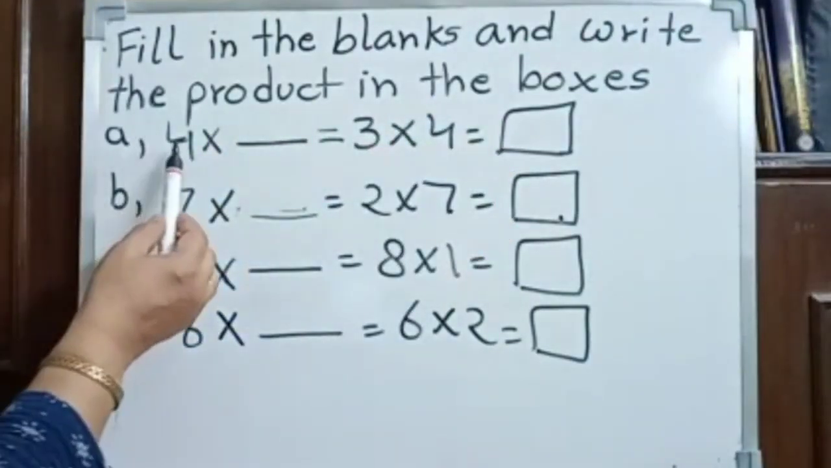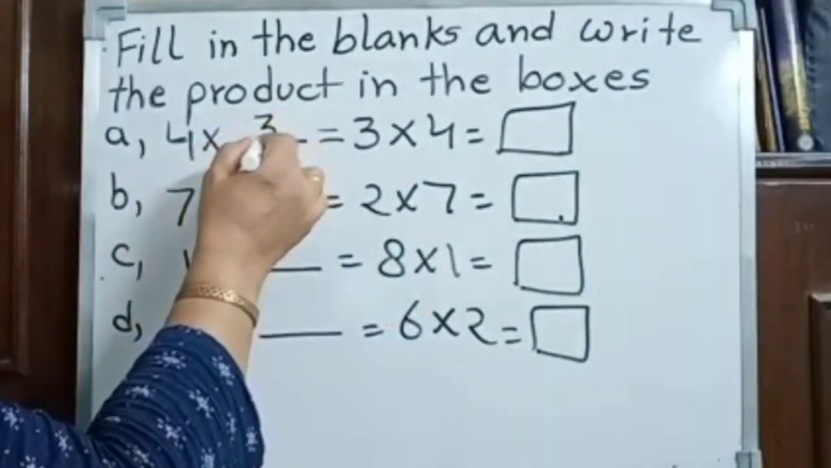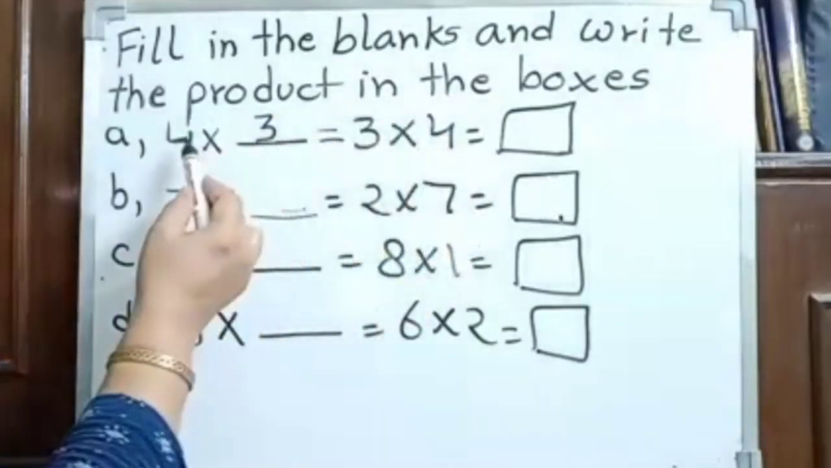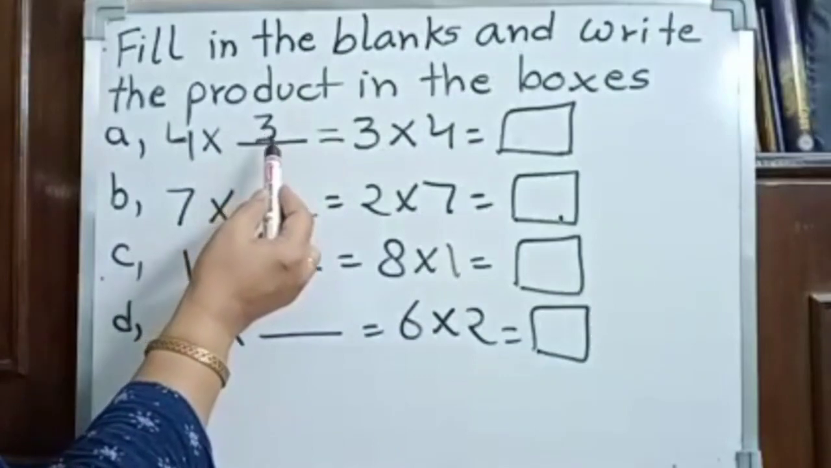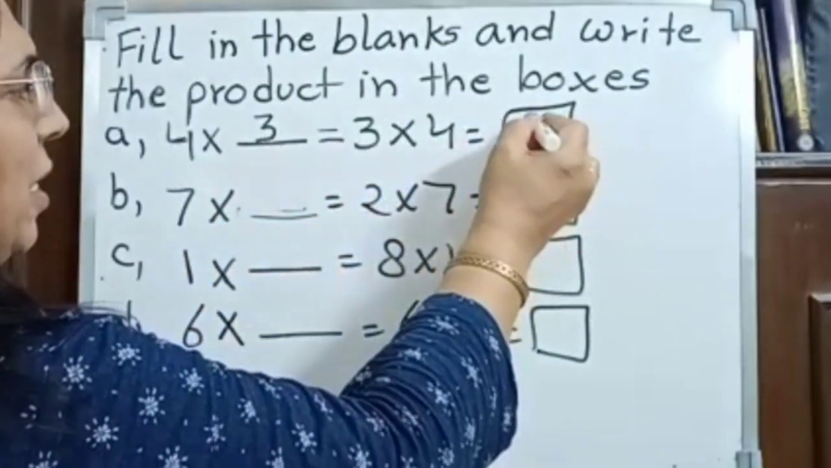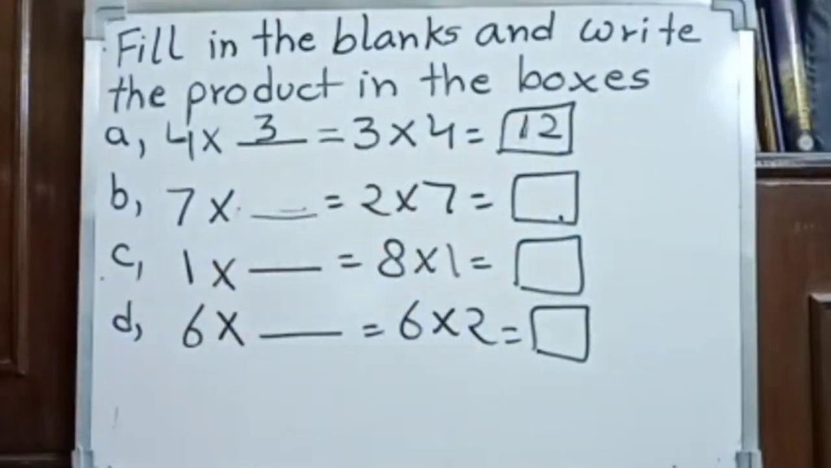Now just look here. 4 is here. Which number is missing? 3. So 4 into 3 is equal to 3 into 4. That means 4 3s are 12, which is equal to 3 4s are 12. 3 1s are 3, 3 2s are 6, 3 3s are 9, 3 4s are 12.